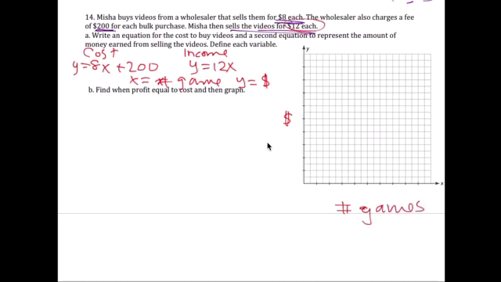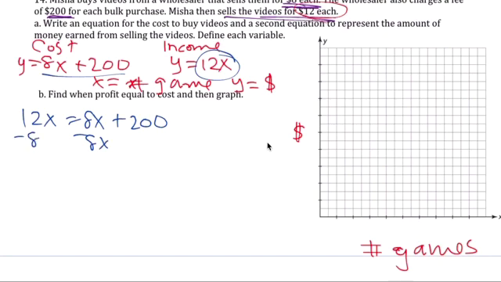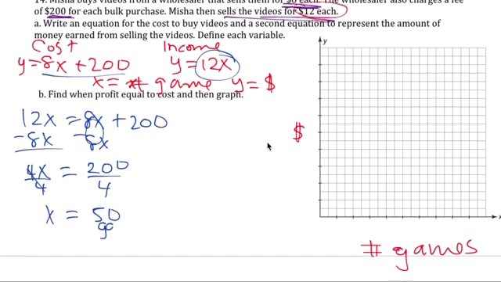Okay, so you need to find where they meet exactly. So use substitution. Make 12x equal to this here, 8x plus 200. Minus 8x, minus 8x. This is reviewing for all the tests that are coming. Make sure you know all this. Divide by 4, x equals 50. So x is the number of games, 50 games.